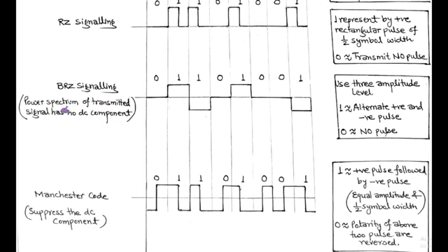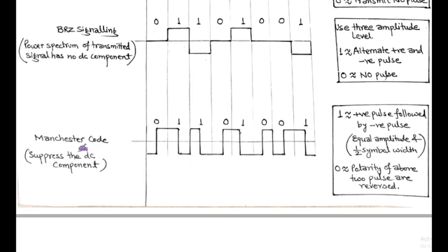The next line code is Manchester code or split phase code. This code also suppresses the DC component using rectangular pulses of half width and constant amplitude. Here symbol 1 is represented by a positive pulse followed by a negative amplitude pulse, and for symbol 0 the negative pulse is followed by a positive pulse. Just reverse the polarity of the half width rectangular pulse used in case of symbol 1.